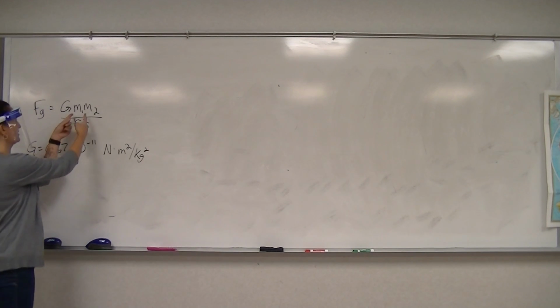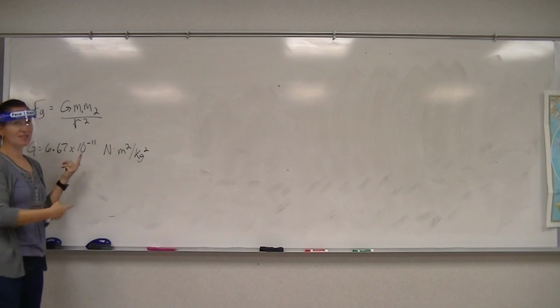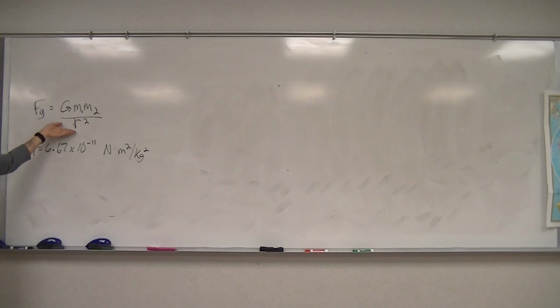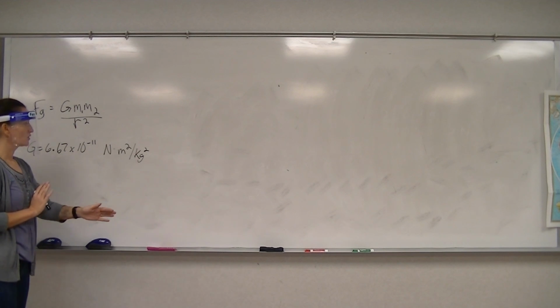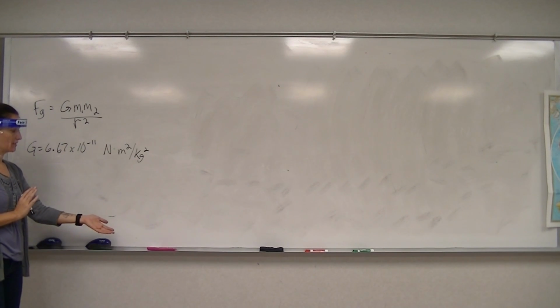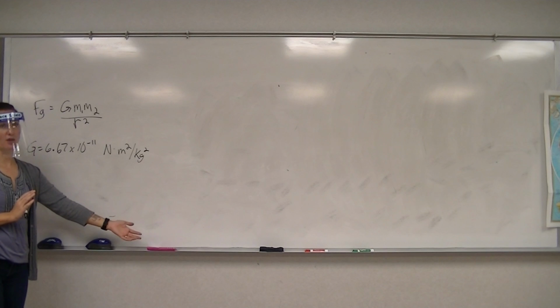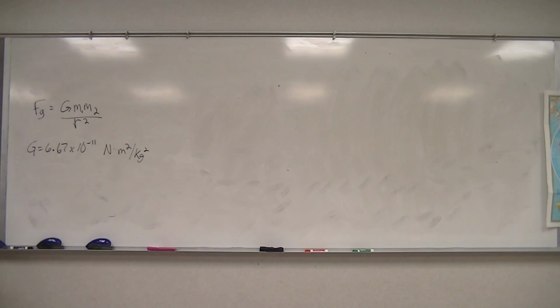So it depends on the mass of the objects, but it also depends how close they are. This R, this is radius, just like we saw in the centripetal force. It's the distance between the centers of both masses. So the closer I am to an object, the more gravitational force I exert on that object. The further away I am, the less gravitational force I would exert on that object.